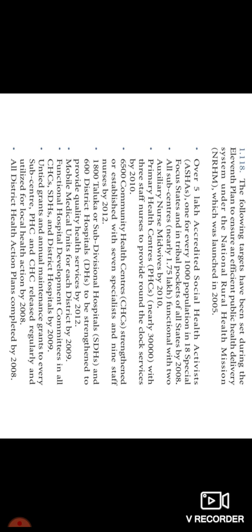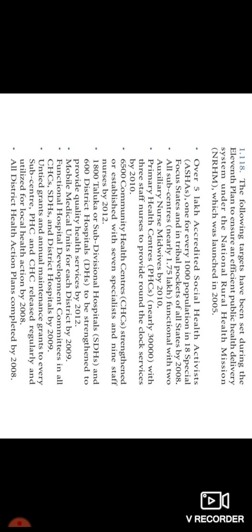in a question. And 1,800 taluk and subdivisional hospitals and 600 district hospitals were also strengthened. Then a mobile medical unit began in each district, and functional hospital development committees began in CHCs, SDHs and district hospitals, sub-district hospitals, CHCs and district hospitals in 2009. And grant and annual maintenance is provided to the sub-centers, CHCs and everywhere.